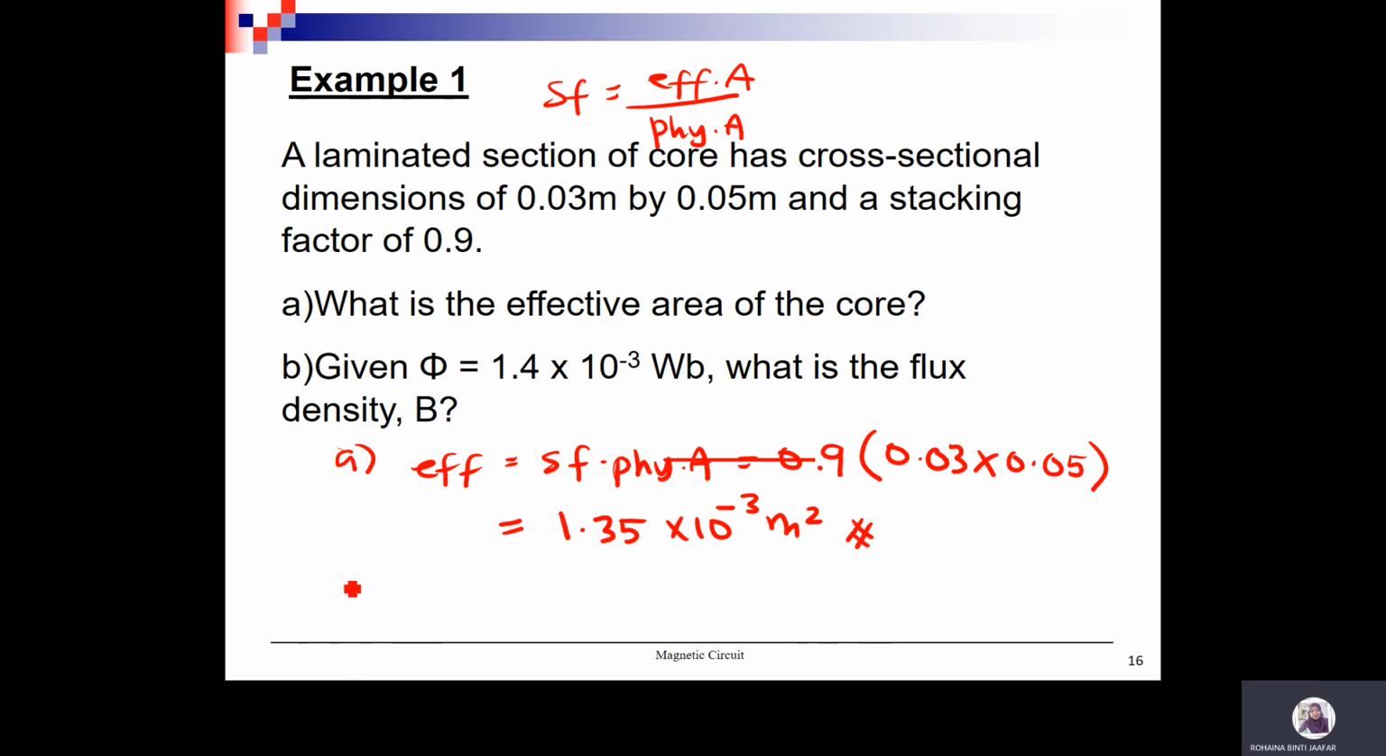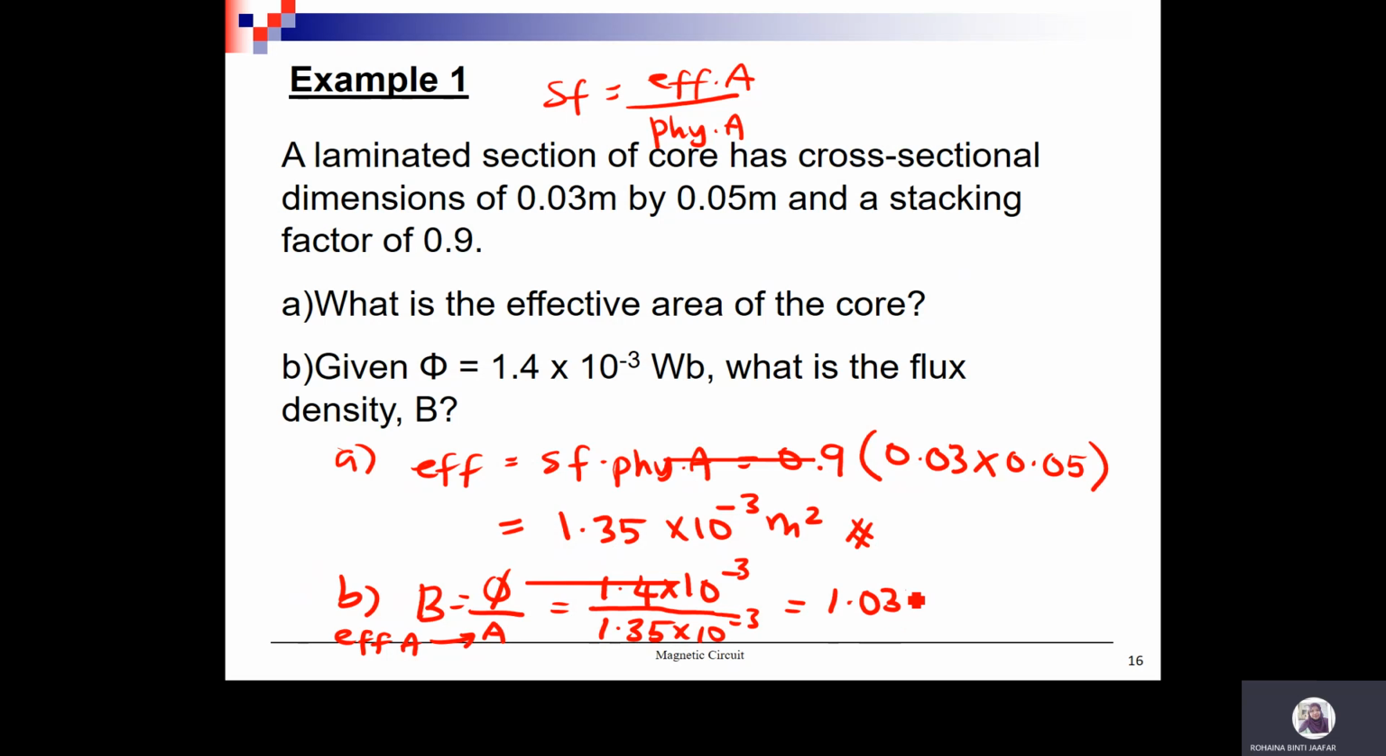And then for B, given your flux is 1.4 times 10 power minus 3 Weber, what is your flux density? So you just apply B equals phi over A. So A here is actually your effective area. So 1.4 times 10 minus 3 over your effective area 1.35 times 10 minus 3. So you will get 1.037 Tesla. So this is the example of stacking factor.